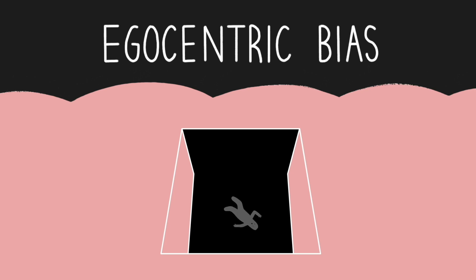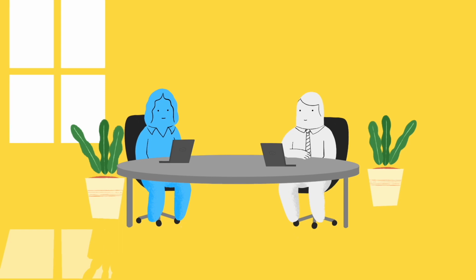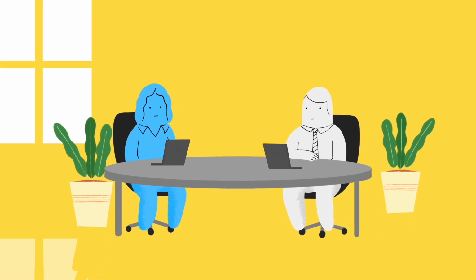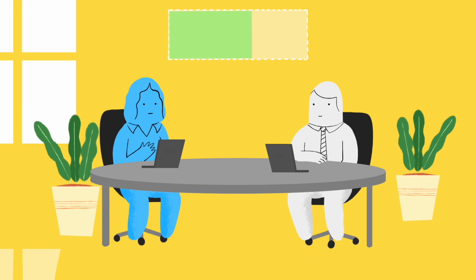Egocentric bias. Jane and Frank have been working together on a team project. When asked how much they each contributed to the work, they both estimate 60%, adding to an impossible total of 120%. Why do they both believe they did the most work?